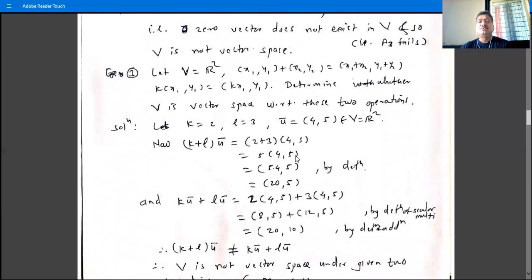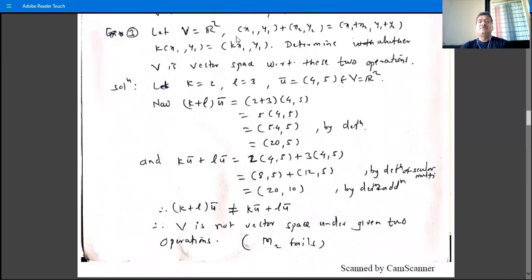Okay, so the next example is V equal to R2, and addition is defined like this: (x1, y1) plus (x2, y2) is (x1 plus x2, y1 plus y2). That is the usual addition of two ordered pairs. And k(x1, y1) is (kx1, y1). It is not (kx1, ky1). It is not equal to this. That is, the scalar multiplication operation is not the usual scalar multiplication.